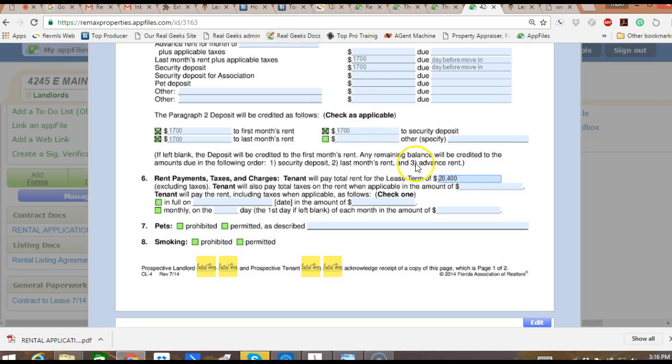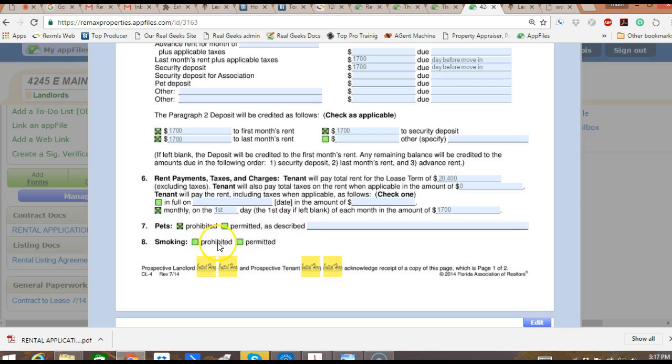Taxes, tax, and it's only more than 6 months tax. If it was 6 months or less, the tax of, I think it is 12%. Gotta check. So there's nothing there. And tenant will pay rent including taxes, actually month and day of the month in the amount of 17.